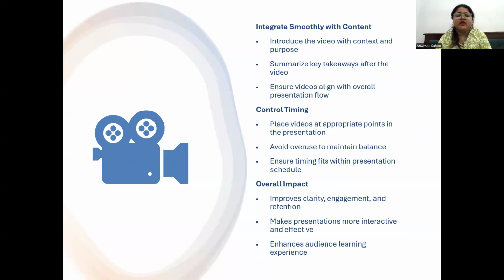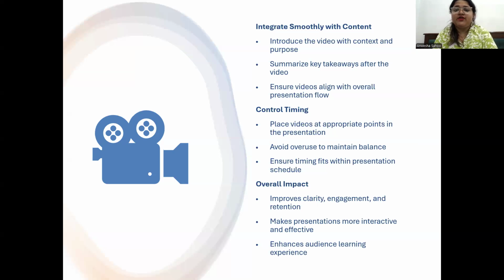Integrate smoothly with the content. Just don't use video for the sake of using video. Introduce the video with context and match it with the purpose. Summarize the key takeaway from the video. After showing the video, you should summarize the key takeaway from the video for the students.